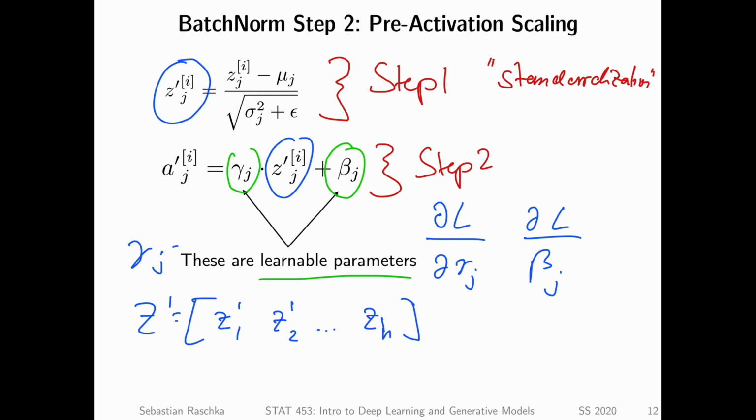We would have a vector gamma that would contain all these gamma values. So h is the number of hidden units. So 1, 2, 3, and so forth. And the same also for beta. I'm not drawing beta here, but you get the idea. So we introduce now 2 different new parameters for each hidden unit.